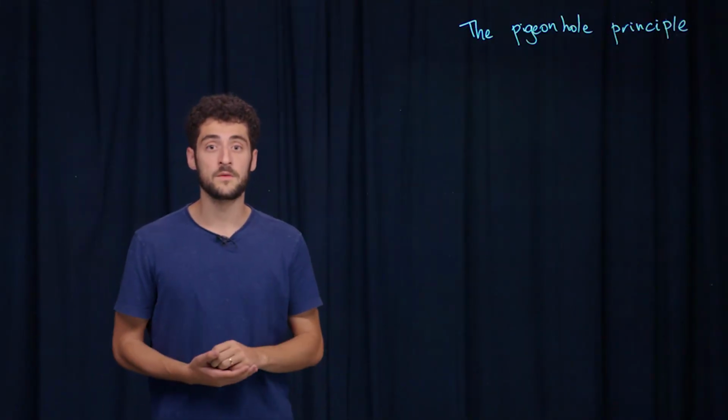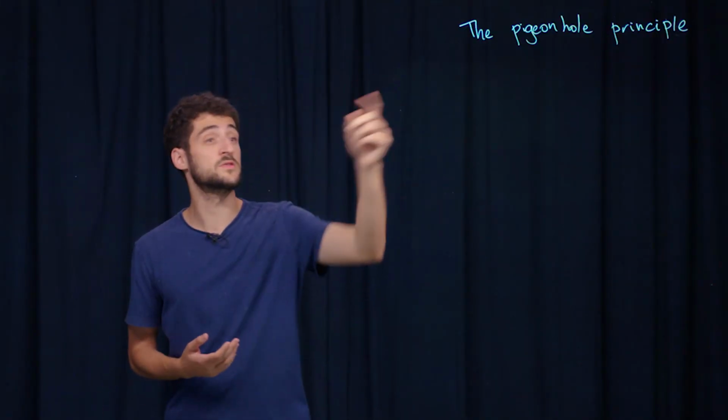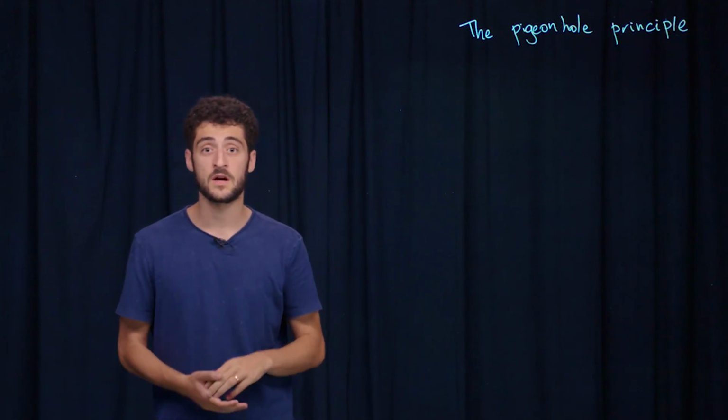In this video, we proved the existence of objects of a certain type using the pigeonhole principle. In the next video, we are going to discuss permutations.